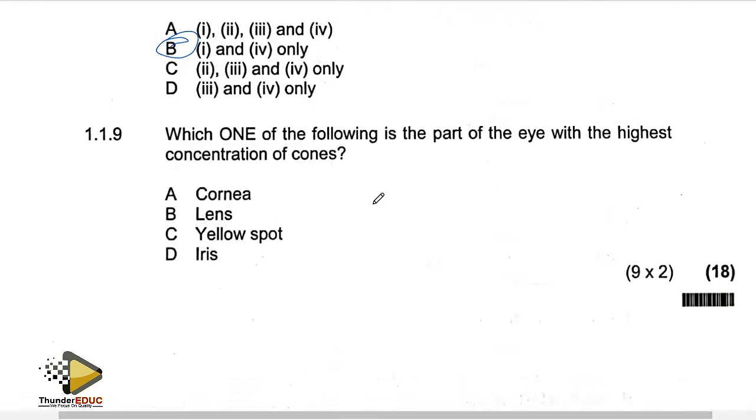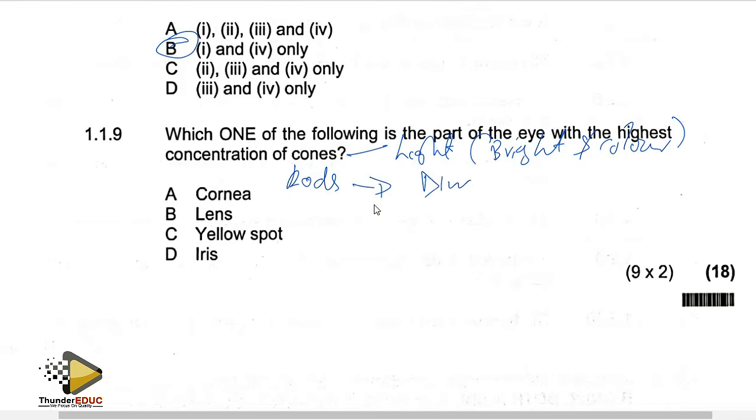And then the last question on objective, they're saying which one of the following is the part of the eye with the highest concentration of cones. We have what are called the rods and cones. Cones are very important for bright light and color, while rods are very important for dim light or in darkness.